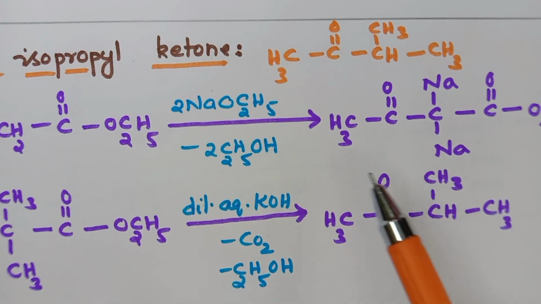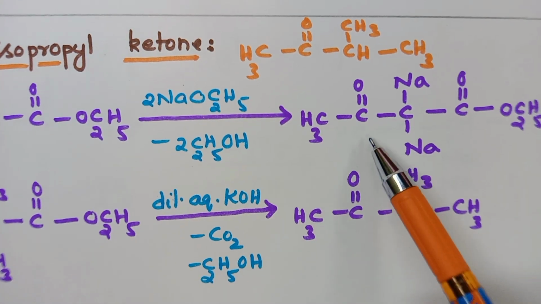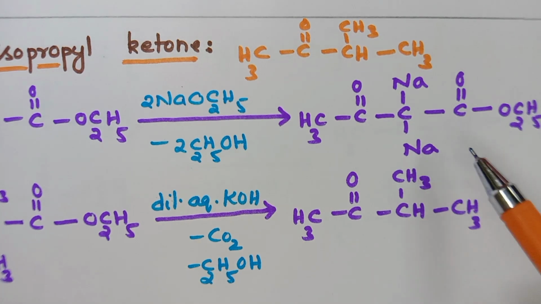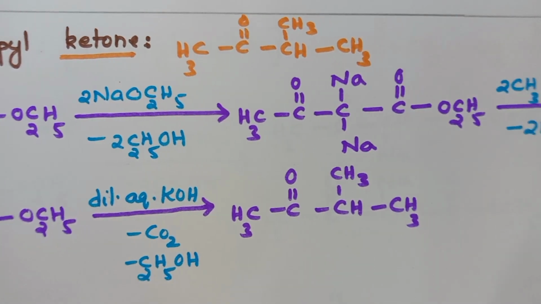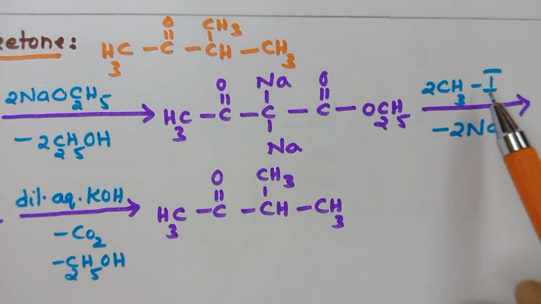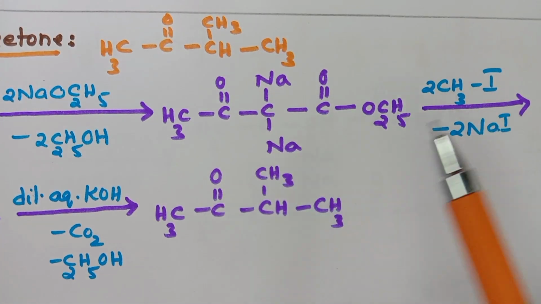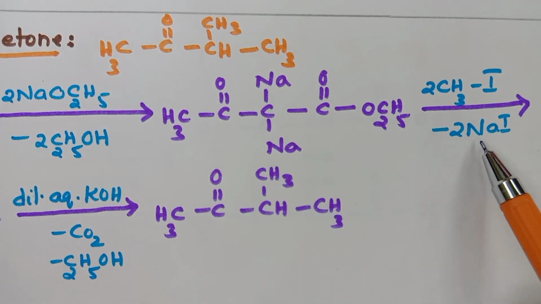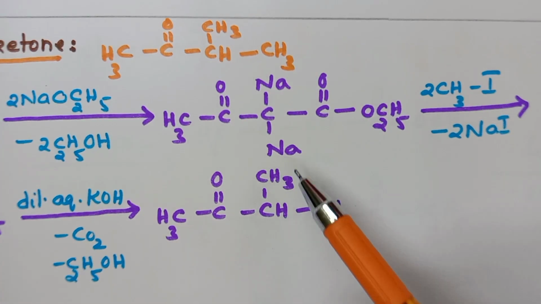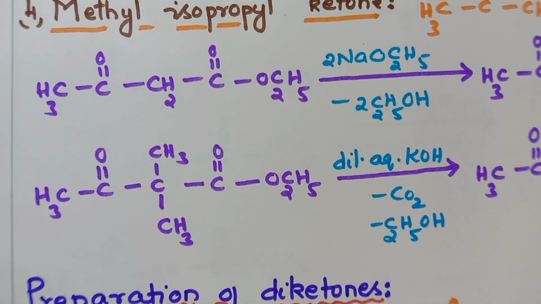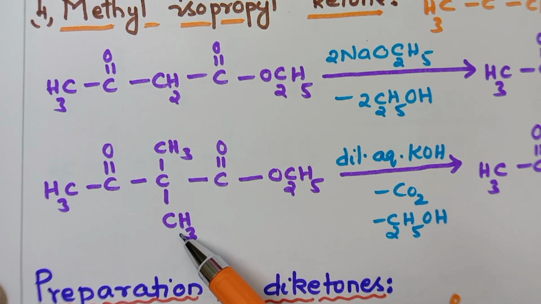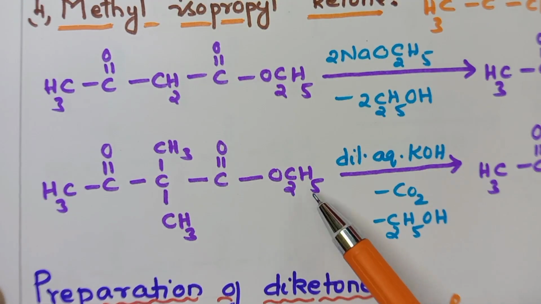Okay. Next, CH3, C double bond O, C. Now there is no hydrogen here, there is no hydrogen here, Na, C double bond O, OC2H5. Now here comes, put an arrow and write 2CH3I. So 1I, 1Na, 1I, 1Na comes out as minus 2NaI. Now here one methyl group is introduced, here one methyl group is introduced. Come, let us see the next compound. CH3, C double bond O, C, CH3, CH3, C double bond O, OC2H5.